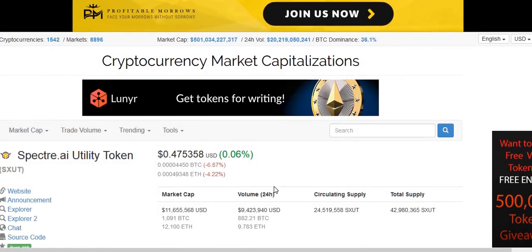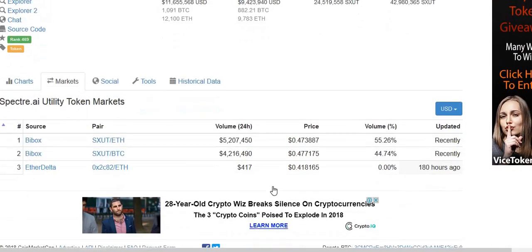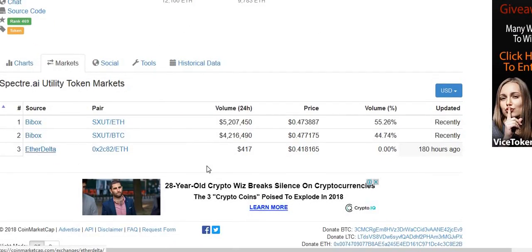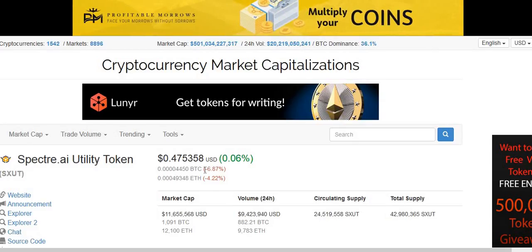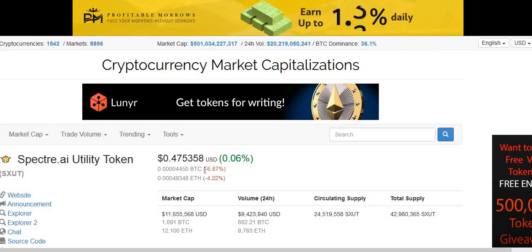Now, if we look at the markets where they're being traded, primarily, well, all the trades are happening on Buybox. It looks like there's a couple $100 that are happening on Ether Delta. You can see they've had 5 million worth of Ether pairs and 4 million worth of BTC pairs, again, trading on Buybox. They did say in the white paper and in several instances where the CEO was being interviewed, that they are going to put more effort into the utility token, as in getting it onto multiple exchanges, because they believe that's where the value is going to be for that token.